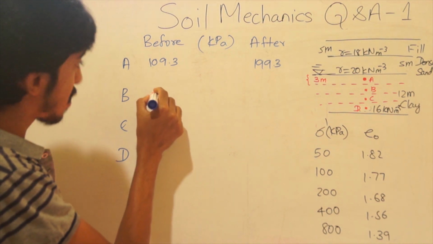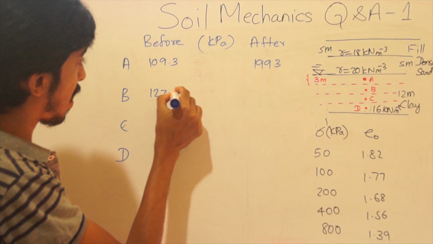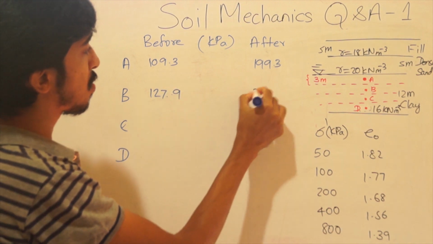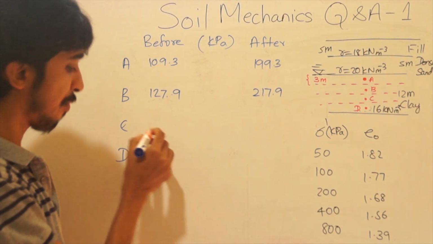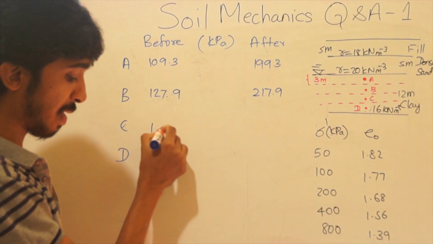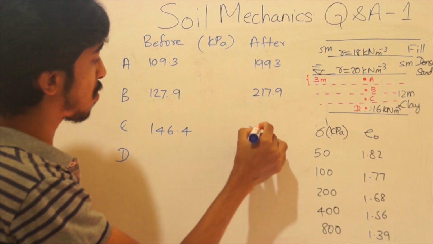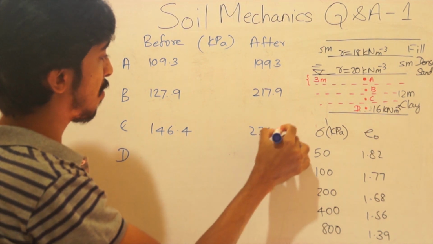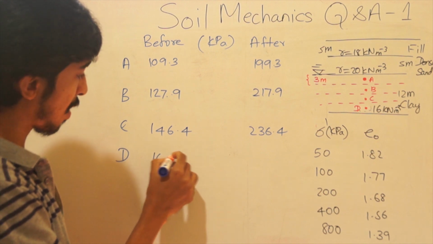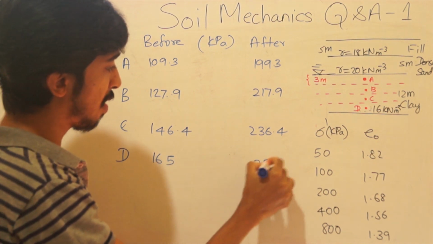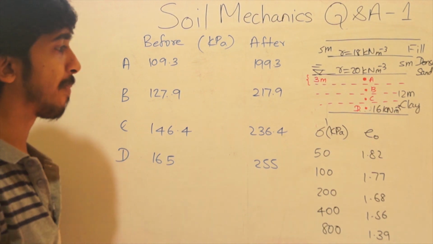And for B, the answer is around 127.9, so here it is 217.9. Just add 90. For C, it's 146.4, so here it is 236.4. For point D, it's 165, so here it's 255. So simple.